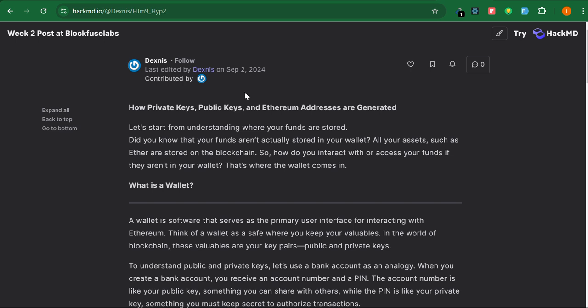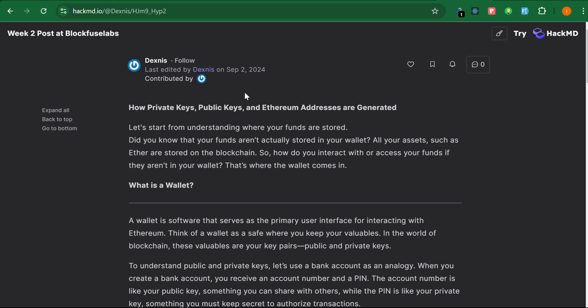Okay, so I'm going to be taking us through how private keys, public keys, and Ethereum addresses are generated. Let's start from understanding where your funds are stored. Did you know that your funds aren't actually stored in your wallet? All your assets, such as Ether, are stored on the blockchain.